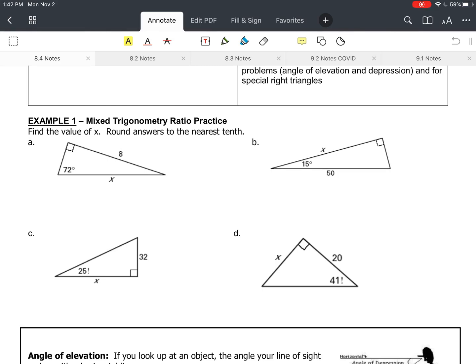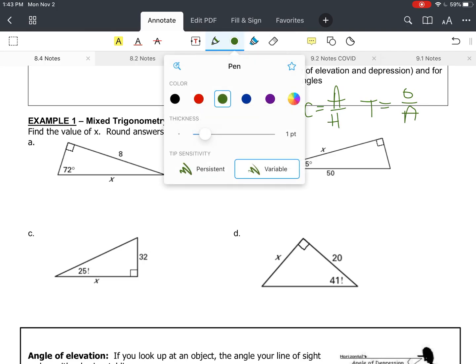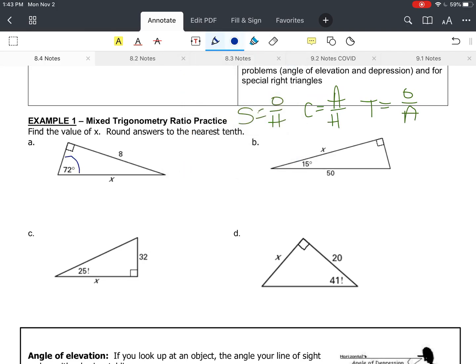If what I'm talking about in these next 4 examples is confusing to you, pause this video and then find 8.2 and review the basics of finding sides using trig ratios. So remember, SOHCAHTOA is my friend. The sine is opposite over hypotenuse. Cosine is adjacent over hypotenuse. And tangent is opposite over adjacent. These 3 ratio definitions need to be memorized in your brain.